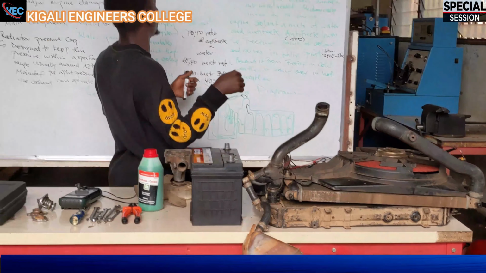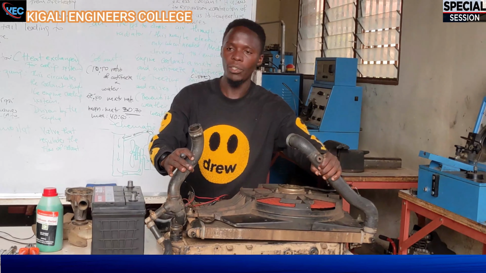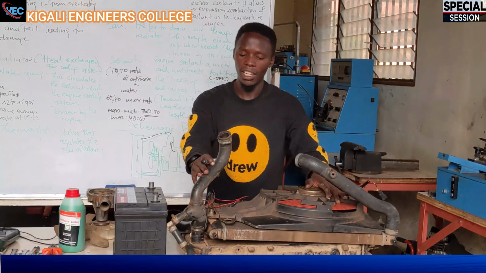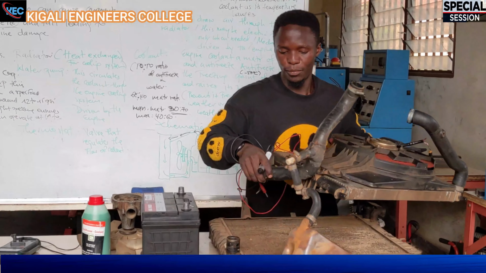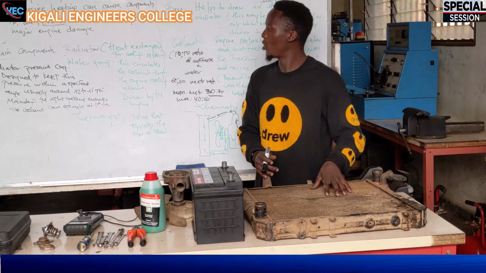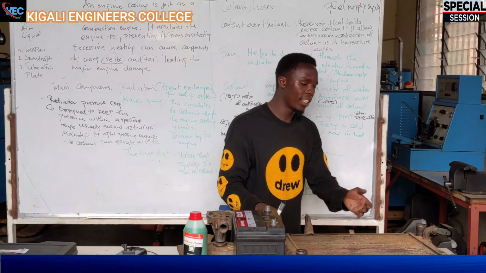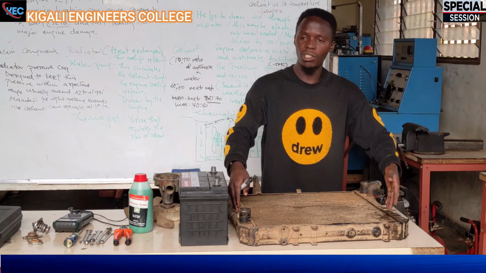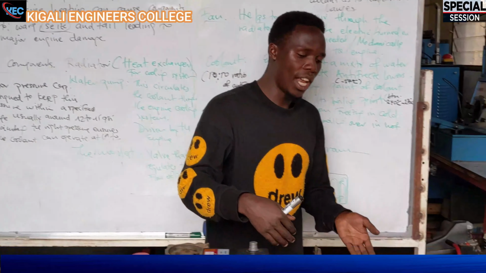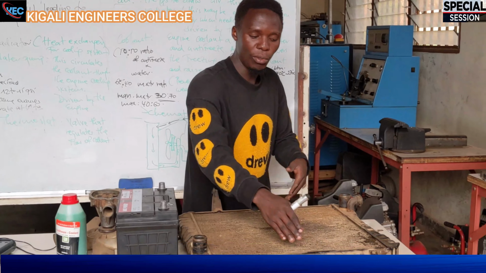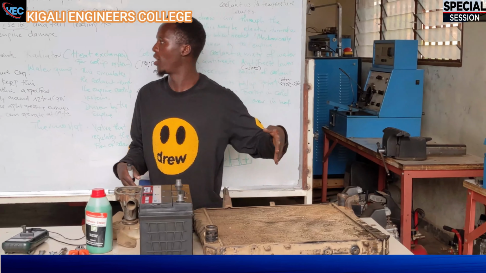And then we have the coolant hoses, the upper and the lower hoses. As you can see, we have the radiator here, and we have different types of radiators. We have the cross-flow radiator, which has the tanks on the sides of the radiator. And then we have the downflow radiator, which has the tanks on the vertical side of the radiator.